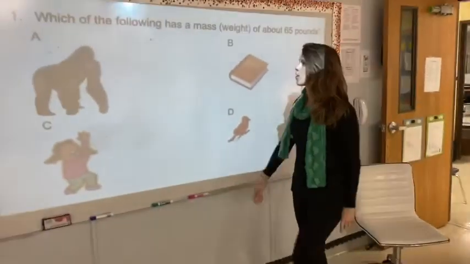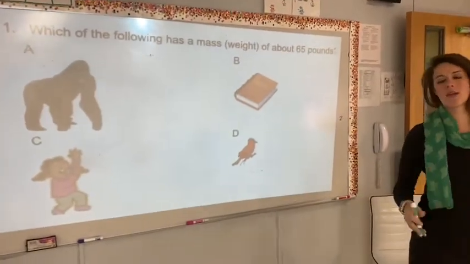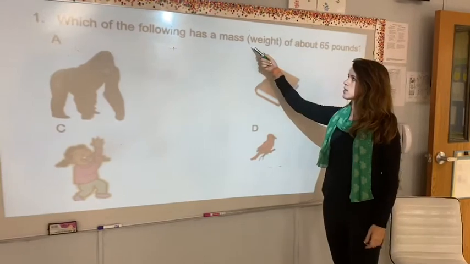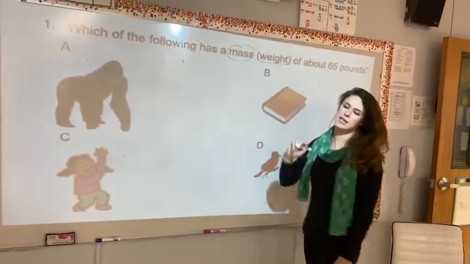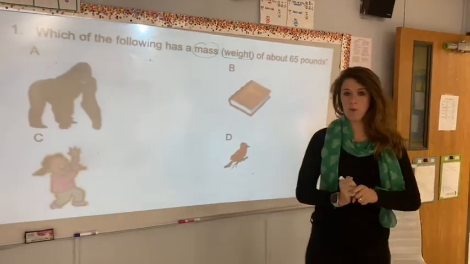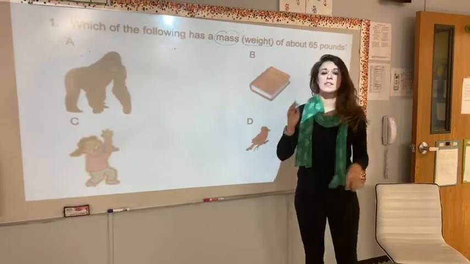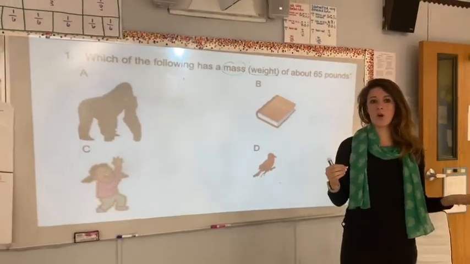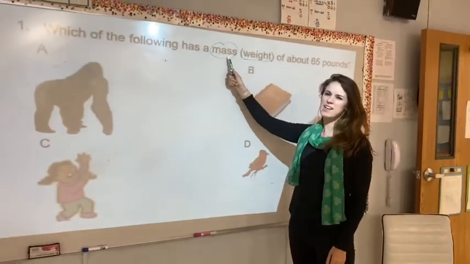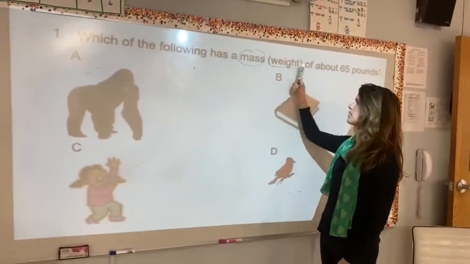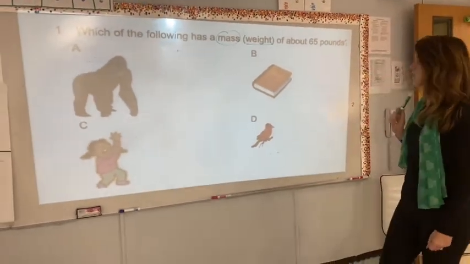All right. So which of the following has a mass or weight of about 65 pounds? The reason that weight is written right here is because these words mean the same thing, guys. When we're learning and reading, sometimes you'll find things in parentheses or in commas next to a word. You use your context clues to figure out that they said mass, and just in case you didn't know what that word meant, they gave it to you right there.